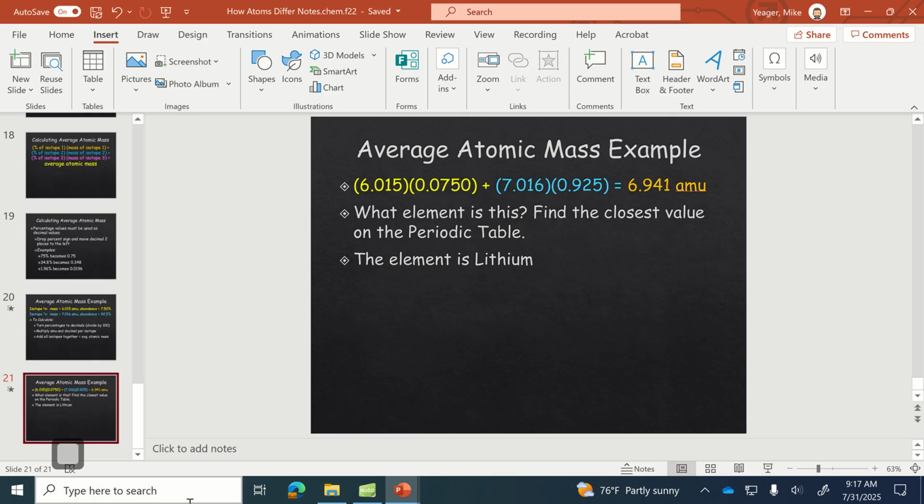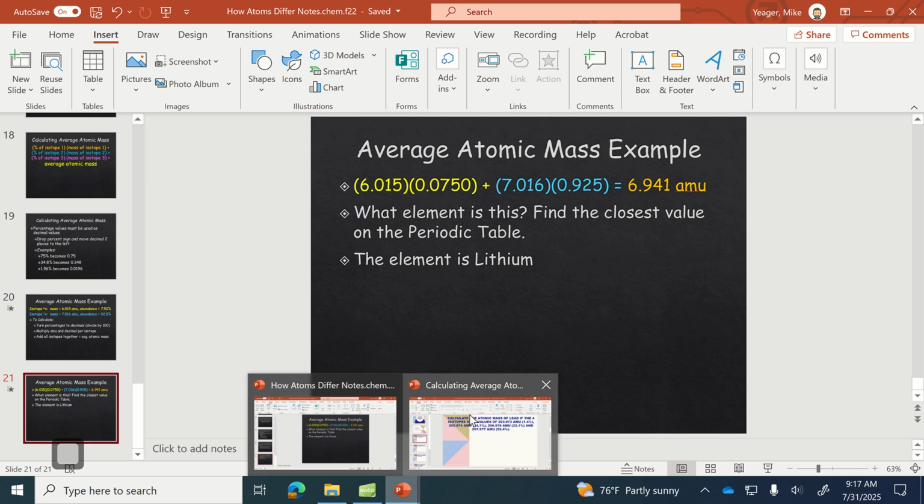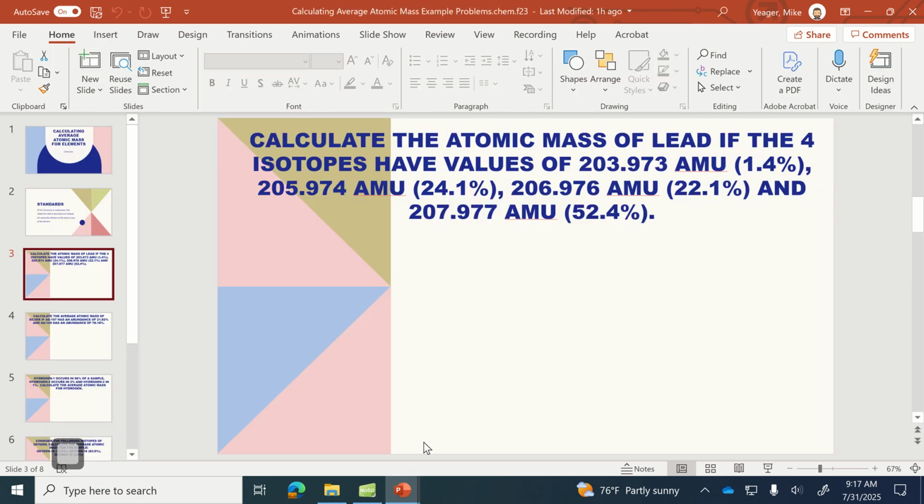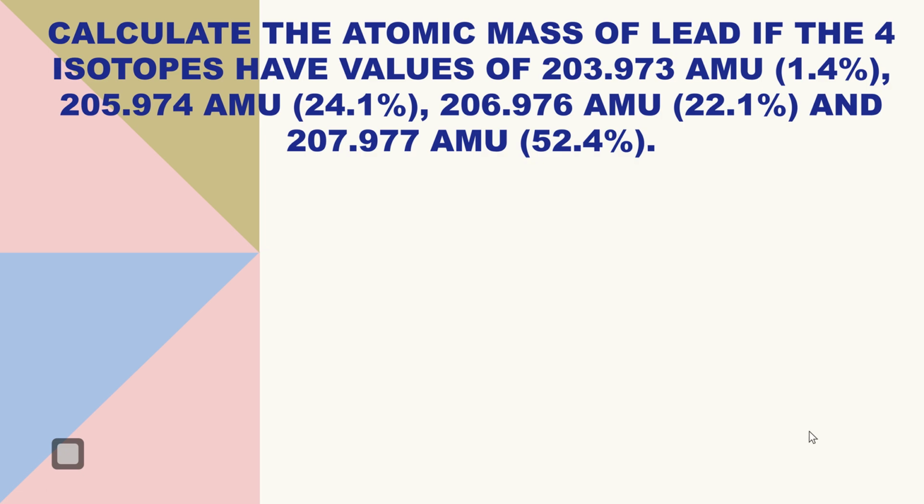That's the end of that one. All right. I'm not going to do all of these, but we'll do a couple. This one's already pretty tough because there's a lot of them. But you just put all of it together. So it says calculate the atomic mass of lead if the 4 isotopes have these values. 203.973, 1.4%. I'm not going to read them all out. What I'm going to do is put these together. I'm going to be multiplying the mass times the percentage, but I need to change the percentage to a decimal.